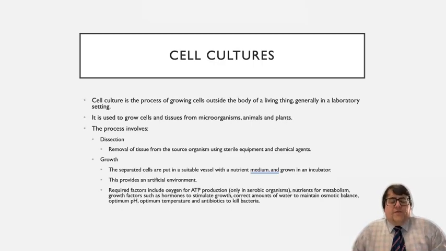This provides an artificial environment for those cells to grow. We include required factors such as oxygen for ATP production, nutrients for metabolism, growth factors such as hormones to stimulate growth and cell division, the correct amount of water to maintain osmotic balance, optimum pH, optimum temperature, and antibiotics to kill any microbes or bacteria that can get in there.